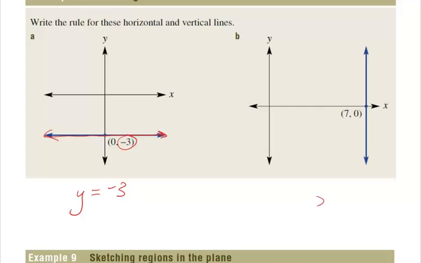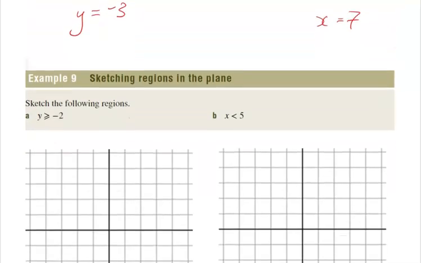For this one, y changes, so we know that x is going to be equal to 7. No matter what y is, as high as y goes, as low as y goes, if y is 0, x will always be 7. So that's our shorthand of saying, okay, we know that that's going to be a vertical line, and it's going to cross through where x is 7 forever and ever, amen.